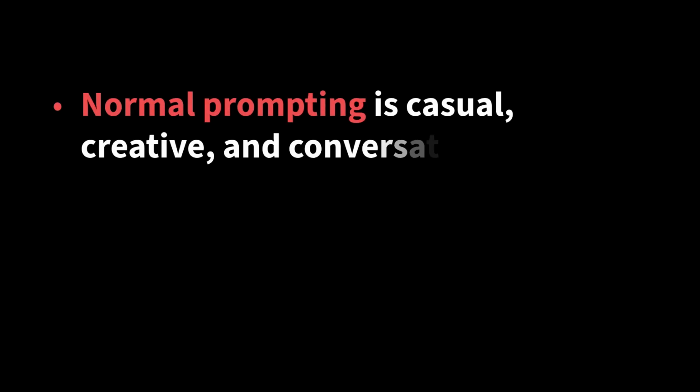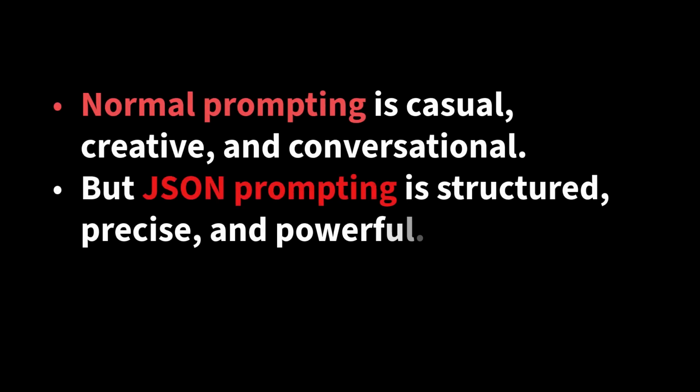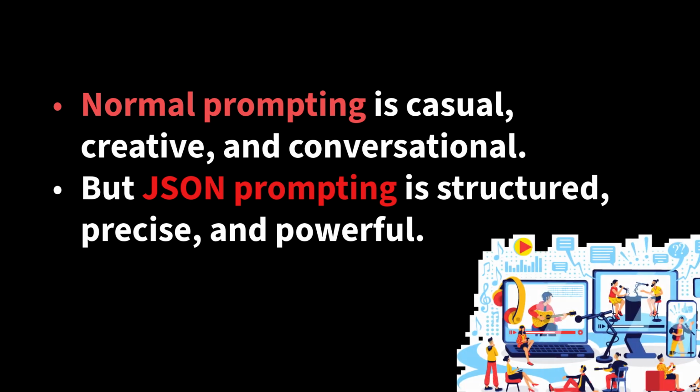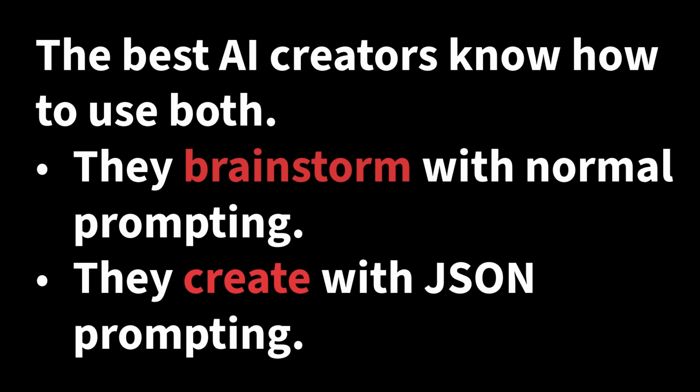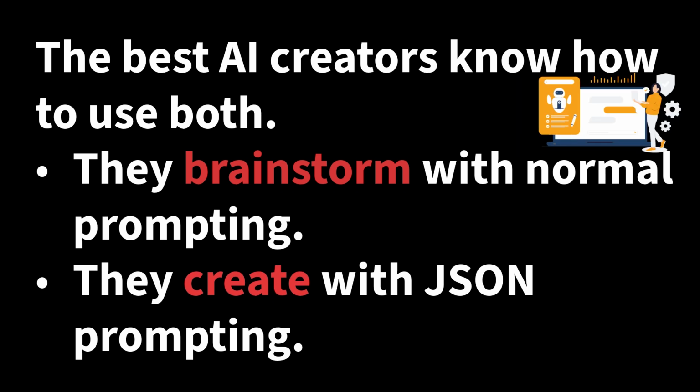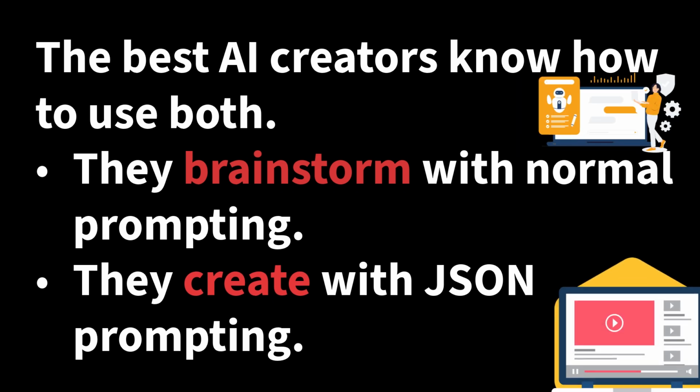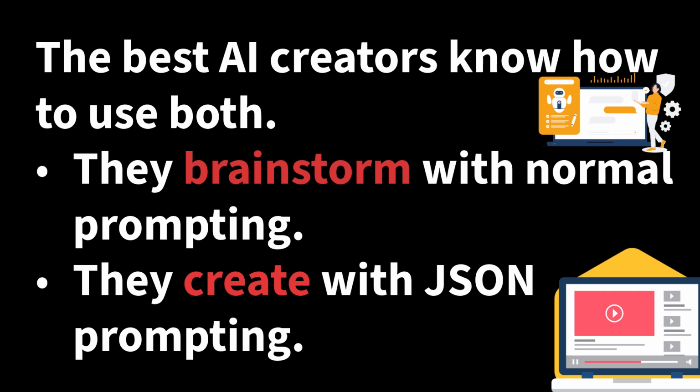So here is the bottom line. Normal prompting is casual, creative, and conversational. But JSON prompting is structured, precise, and powerful, especially for content creation like images, videos, and designs. The truth is, the best AI creators in 2025 know how to use both. They brainstorm with normal prompting, they create with JSON prompting.